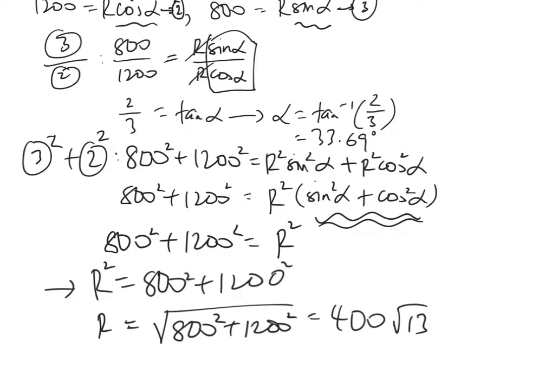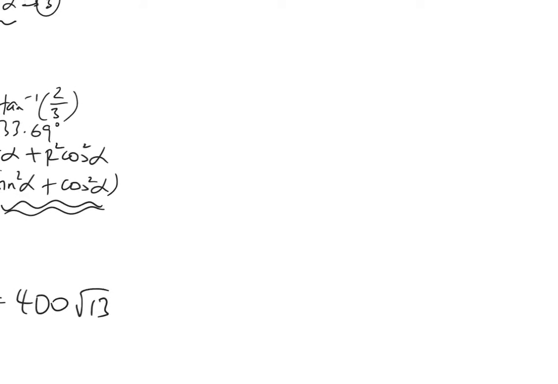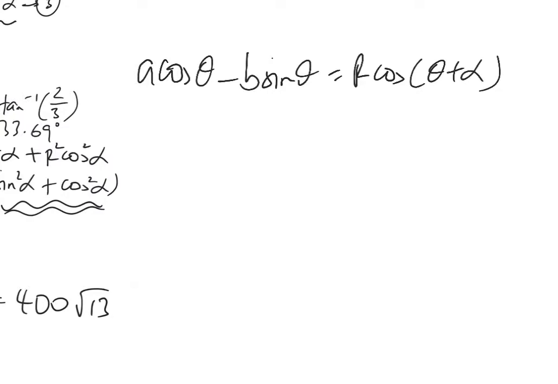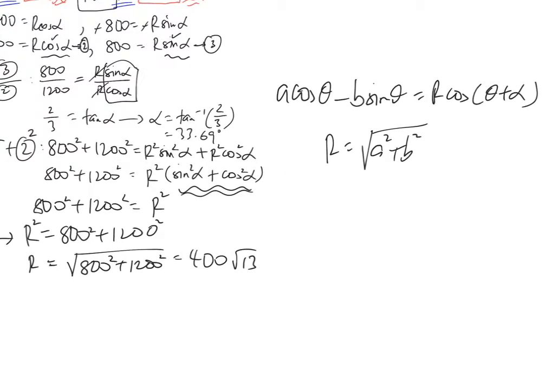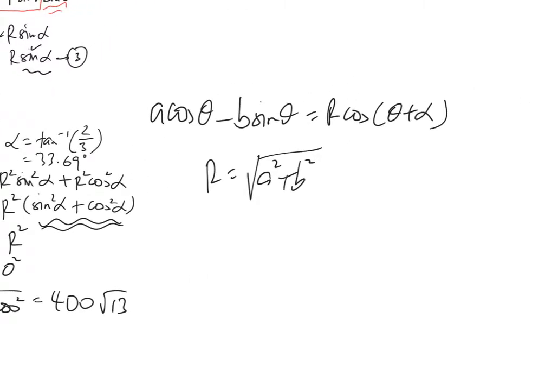Of course there is a shortcut to the r formula, which I'm going to write here. If you have a cosine theta minus b sine theta, and that is equal to r cosine theta plus alpha, you can find r very simply by doing a square plus b square. If you observe, this is what we ended up with. We ended up with r equals square root 800 square plus 1200 square. That is your a and b values. You can also do the same thing to find the alpha. There is also a formula for that. Tangent alpha equals b over a.